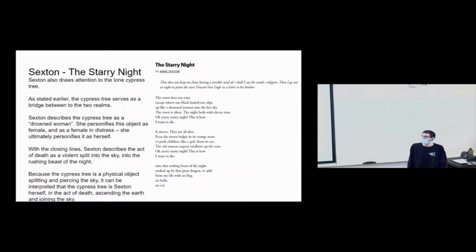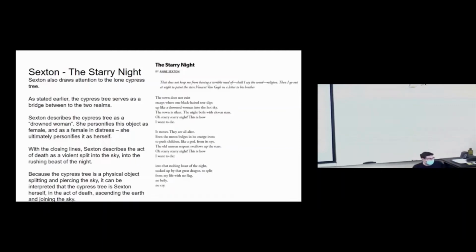What she's doing here is personifying this inanimate object as female. Well, not inanimate, a tree is something that's alive, but she's personifying this object as something that is female, and she's taking it one step further, describing it as a female who is in distress. And as we know, who is the female in distress that we've met so far? Well, knowing a bit about Anne Sexton's life, we know that she is a female in distress, right? She was depressed. She had suicidal wishes and ideations and whatnot. So given that bit of background information on her life, we're able to know that she is personifying this cypress tree as herself. She is the cypress tree within this poem.